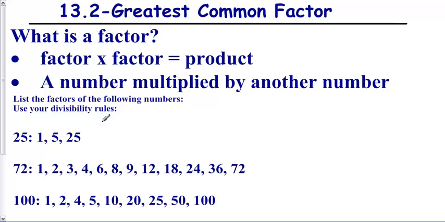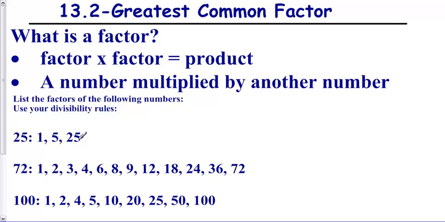Now, there are 3 different ways we can go about doing this, but in order to do this, we first have to be able to list the factors. So again, when I list the factors of a number, where's the best place to start? Well, at the beginning, with 1. Except for 1 and 0, every number has at least 2 factors, 1 and itself.